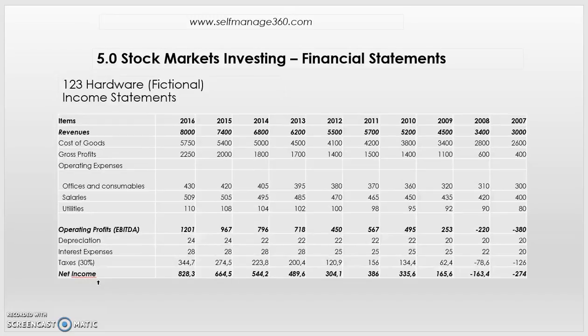So obviously there's a bunch of lines in between: cost of goods, those are expenses, gross profits, salaries, if you need to pay for utilities, all that stuff. Once you subtract all of the operating expenses from the revenues, you will end up with the operating profits before taxes.